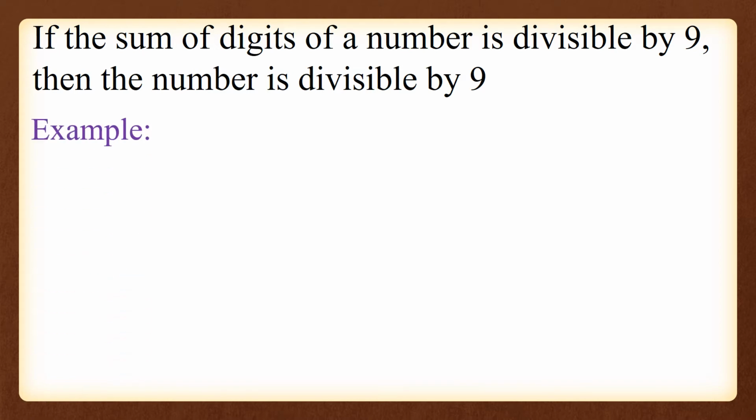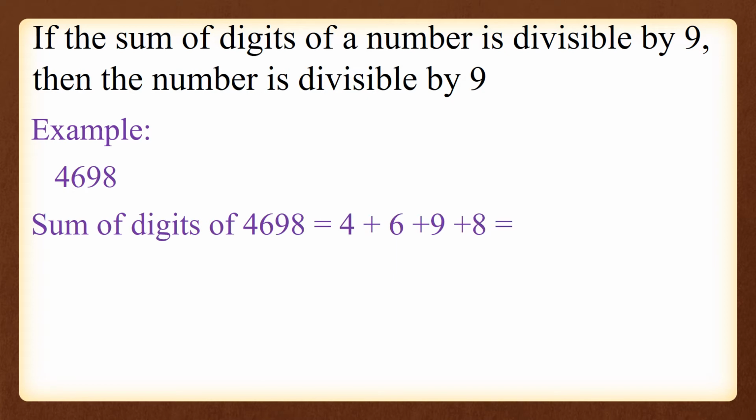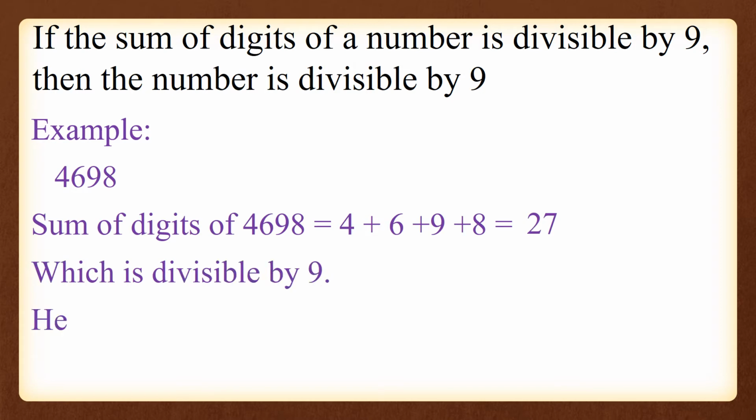So let's see an example. 4698. So the sum of digits of 4698 is equal to 4 plus 6 plus 9 plus 8, which is equal to 27. 27 is divisible by 9? Yes, 27 is divisible by 9. So 4698 is divisible by 9.